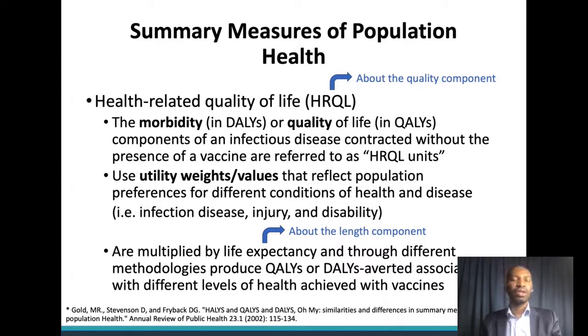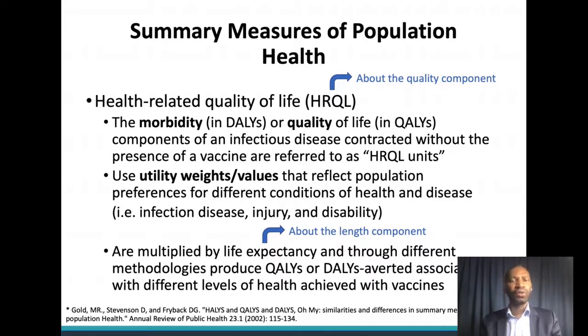So let's start with health-related quality of life, HRQL. These are about the quality component. The morbidity measured in DALYs, or the quality of life measured in QALYs, components of an infectious disease contracted without the presence of a vaccine, are referred to as health-related quality of life units.